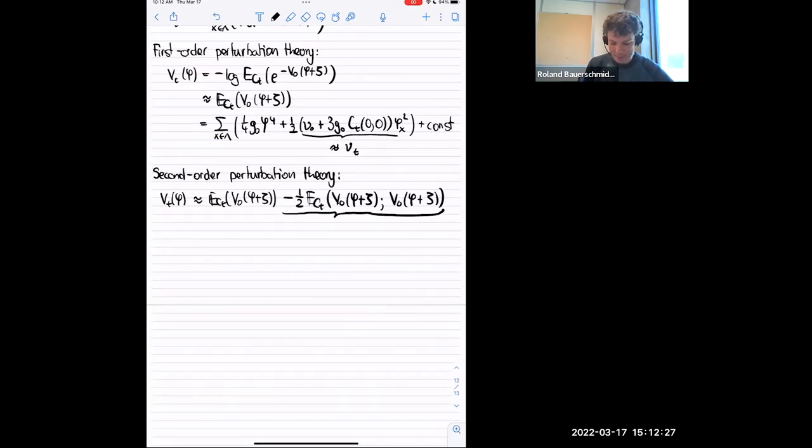Roland, since there are some physicists in the audience, could you remind us what you mean by covariance? Truncated expectation. The semicolon means you take the expectation of the product and you subtract the product of expectations. Okay, sounds good. Thanks. I hope that's clear now.